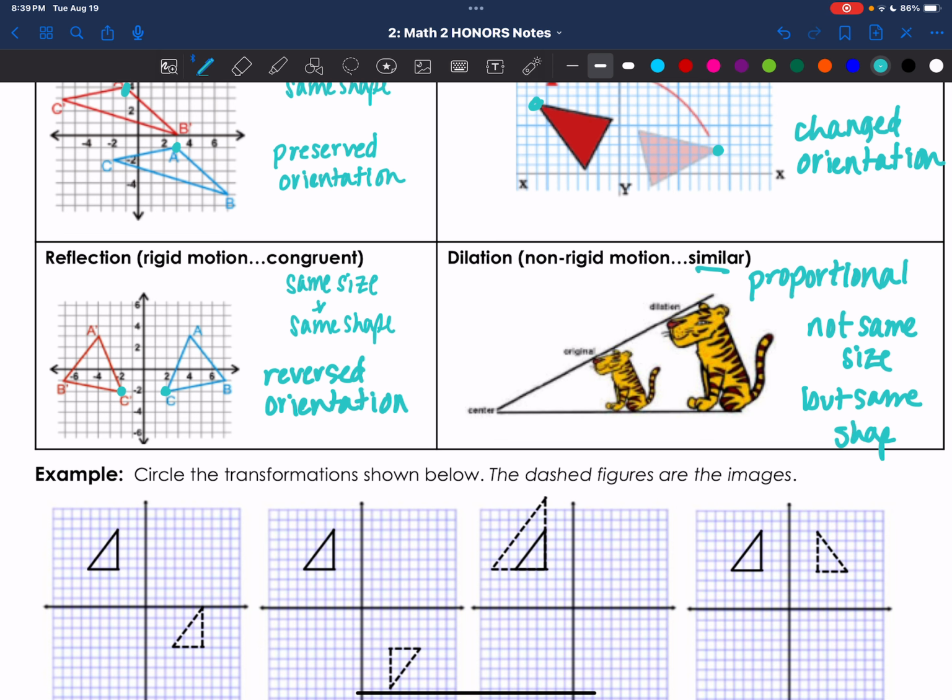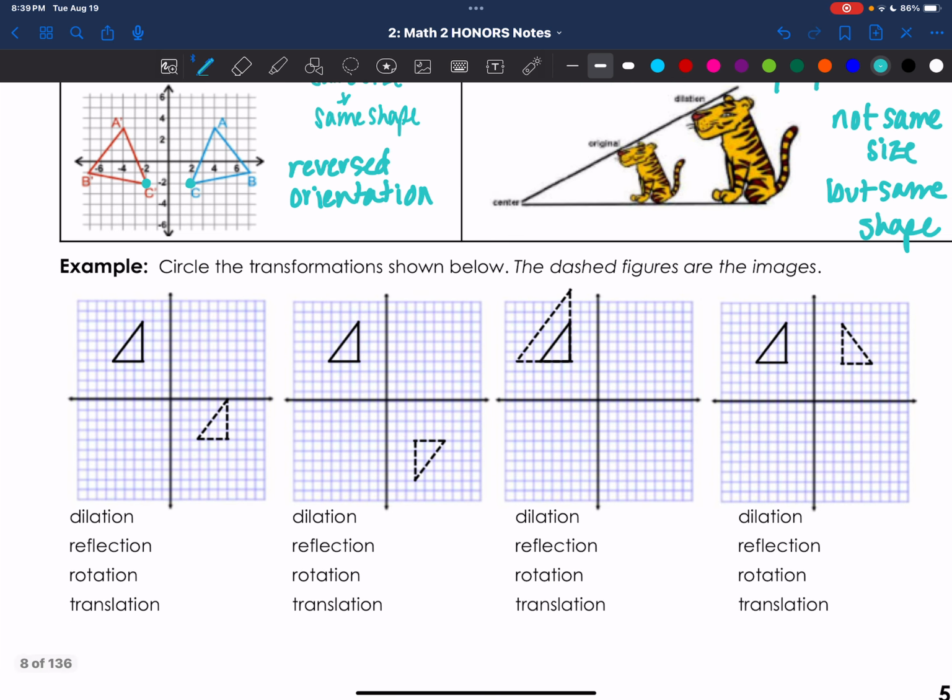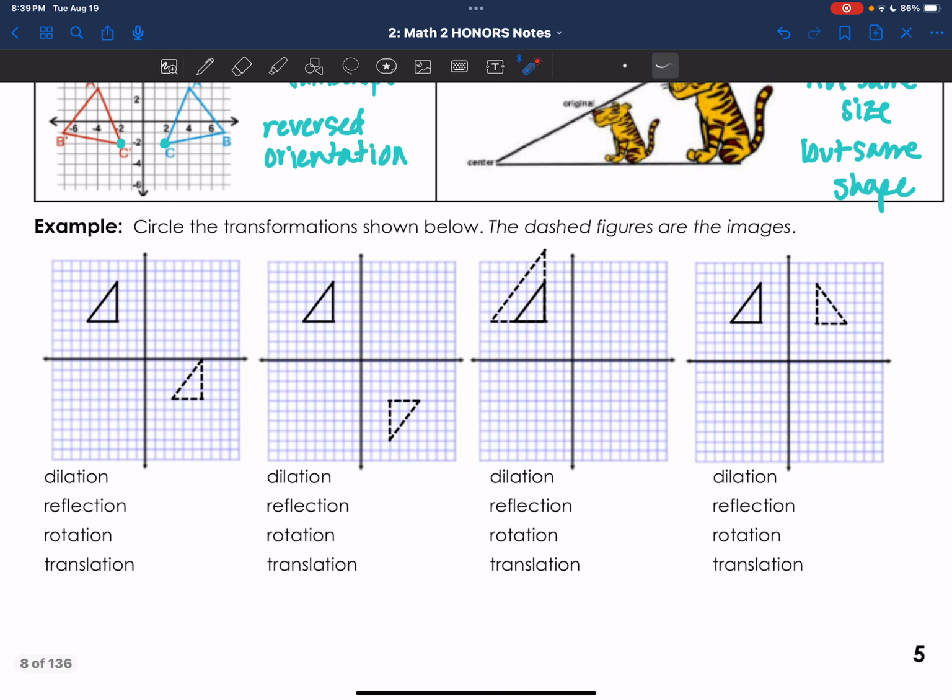All right, so now what I want you to do is come down here and look at this graph and figure out what you have to do to get from here to here. So let's pick a corresponding point. I'm going to pick this point and this point. What you have to do is go here and then down. So that looks like a slide to me, which is a translation.